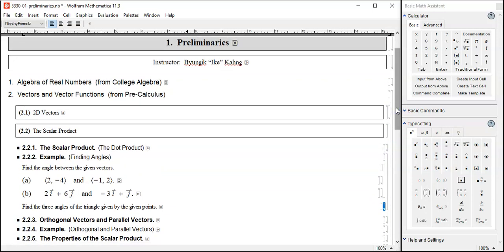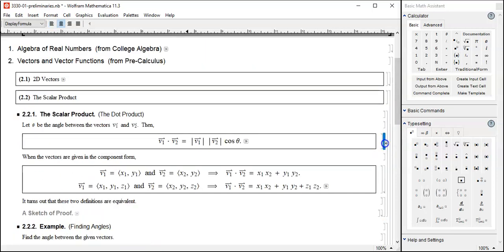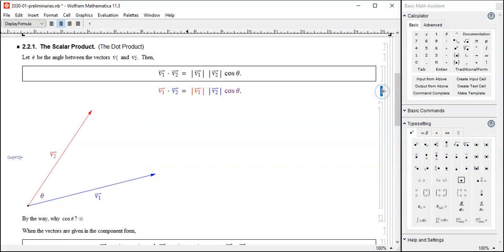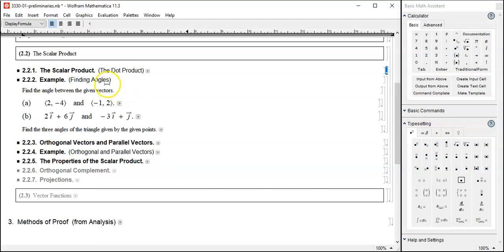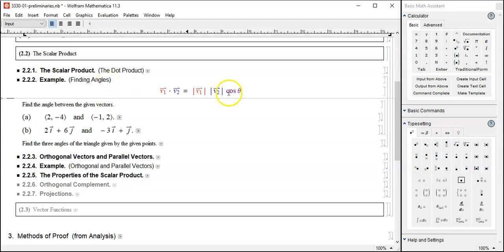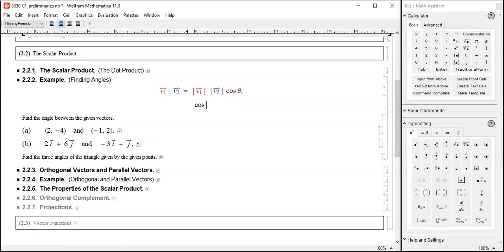Okay, let's do some examples. Find the angles between these two vectors. Okay, let's find the angles. So what computational formula do we need? Well, that's what we need. So that's where we start. And then let's find out what cosine of theta is.